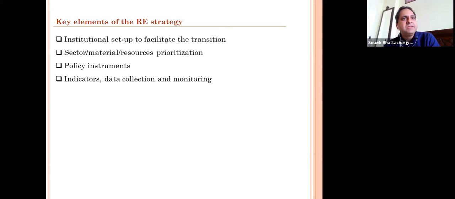The third element is your instruments, because policy instruments are going to help you change behavior. These are all about creating or nudging behavior in the right direction, to stimulate people to behave in the manner which is the need of the hour. So those policy instruments are very critical, but more importantly, critical is how they are implemented. And again, going back to the institutional framework is very important.